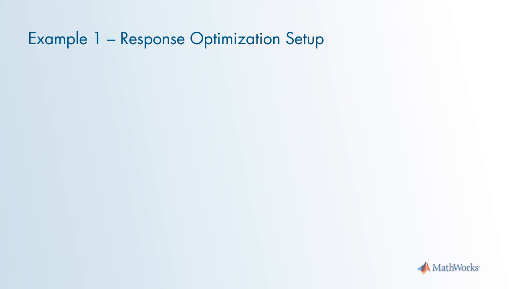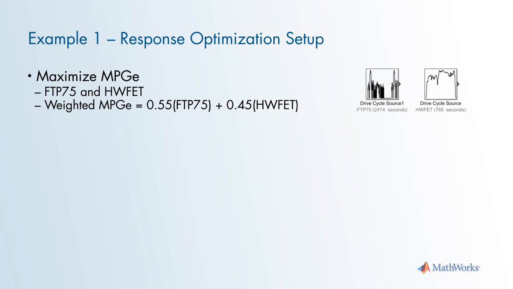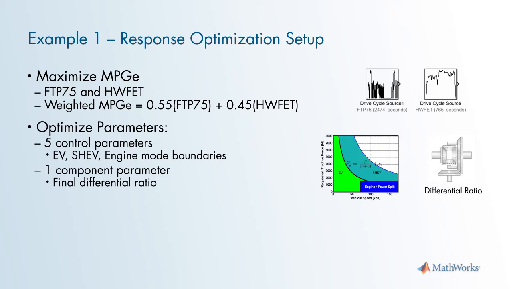The design optimization problem setup consists of the following. We want to maximize the MPG equivalent over 2 drive cycles, FTP 75 and highway FET. We will also use a weighting function to optimize the 2 drive cycles as shown. The rule-based mode boundaries are made into 5 design variables as shown in the figure.